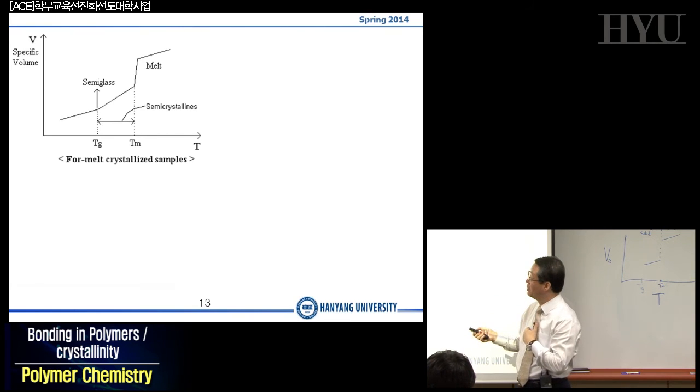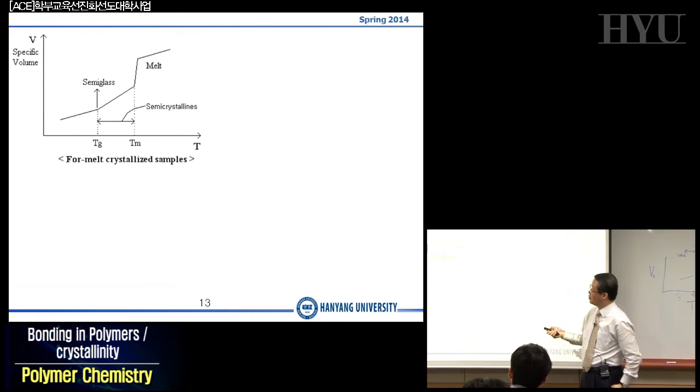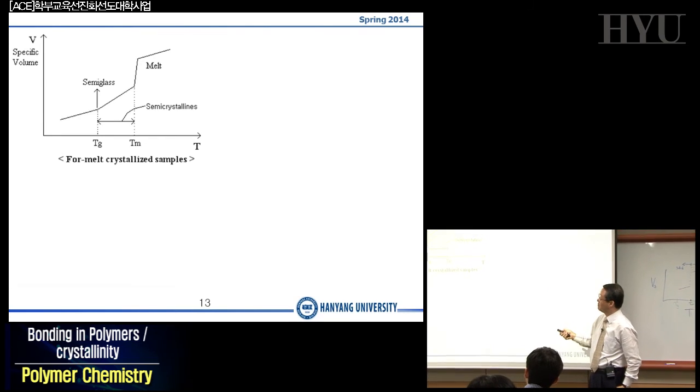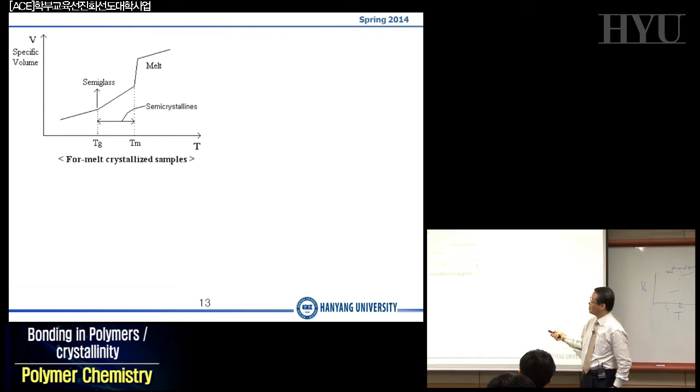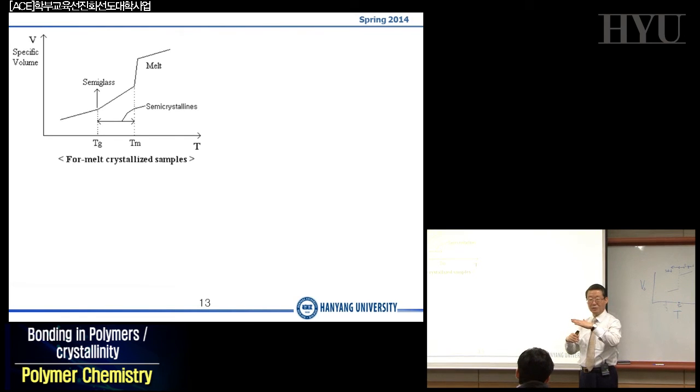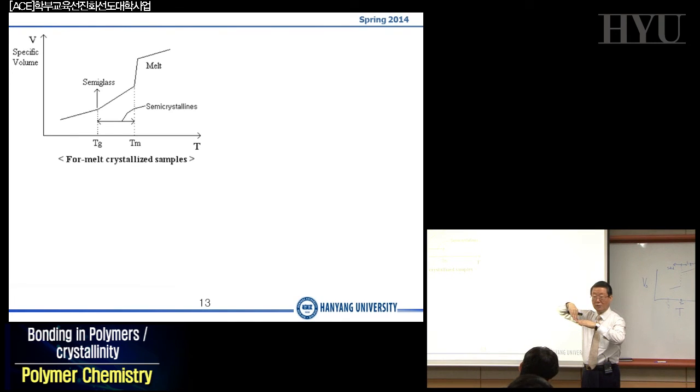In other words, as you increase the temperature, your specific volume increases. And the rate of increase is changing at the glass transition temperature. So above the glass transition temperature, your specific volume changes a lot compared to below TG. Okay, so there is something happening.